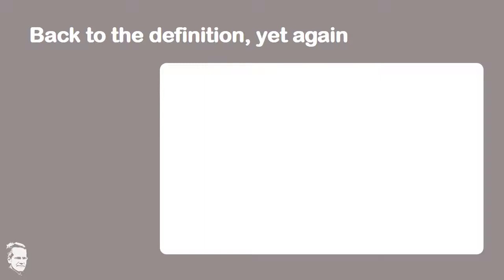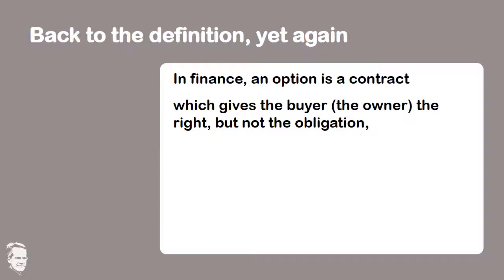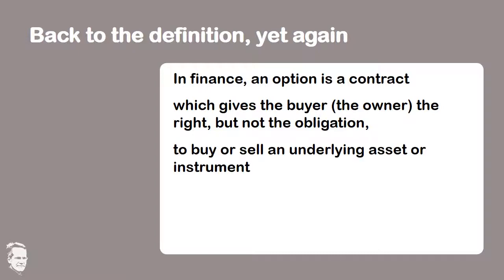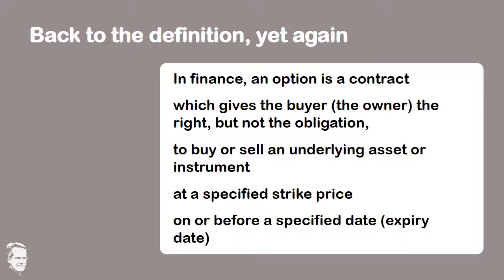In order to do that, let's go back to the definition of an option again, but by now we should almost know it by heart. In finance, an option is a contract, we know that, which gives the buyer the right but not the obligation, we know that too, to buy or sell an underlying asset or instrument at a specified strike price on or before a specified date, which is the expiry date. So far, there's nothing new.